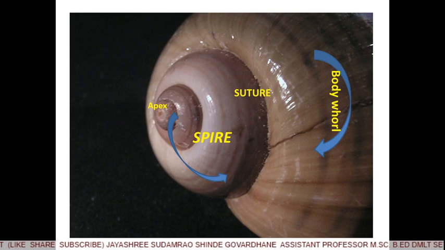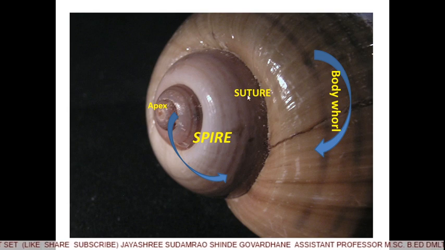Okay, you can see in this figure as we have seen in last slide. See, this is body whorl. Here very clearly you can see this is apex. Apex is the top portion, or from where the growth of shell starts. Spire. What is spire? All the whorls collectively known as spire except the body whorl. बॉडी whorl सोडून उरलेले जे काही whorls आहेत they are collectively known as spire.